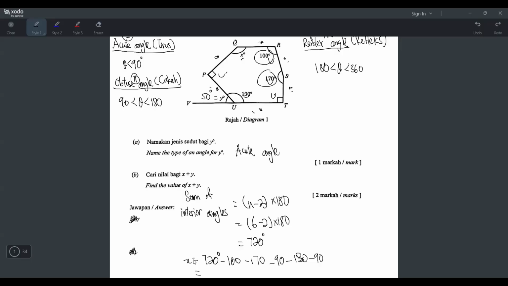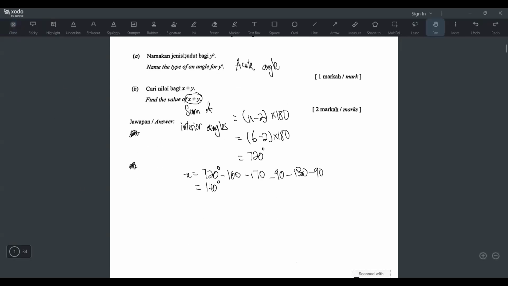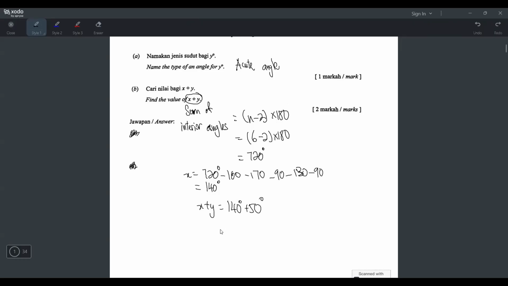620 minus 170 minus 180 minus 130. Okay, I'm done pressing my calculator and I get 140. So this is my angle X. Now I have my angle X and Y. Now I can finally find the X plus Y. So I'll just write here, X plus Y is equivalent to 140 plus 50 because Y is 50, and the final answer will be 190 degrees.